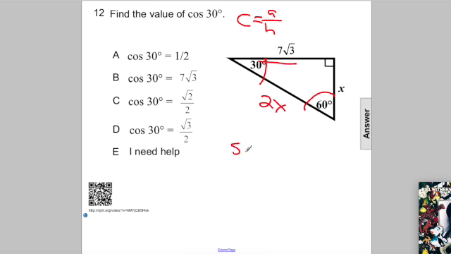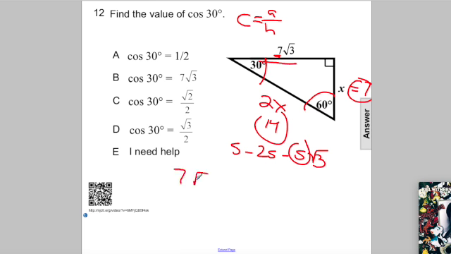Remember the structure: side, 2 times the side, and then side radical 3. That means the side here is 7. And if the side radical 3 is 7, that means this is 7 and this is 14. All right, so now the cosine of 30. The cosine of 30 is 7 radical 3 divided by 14, which is radical 3 over 2.